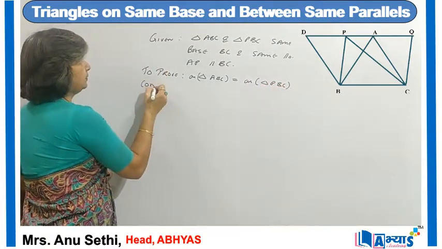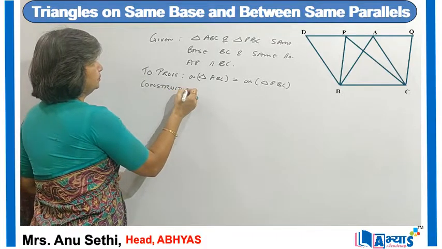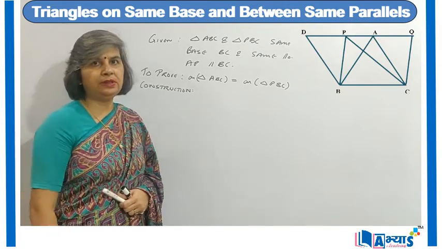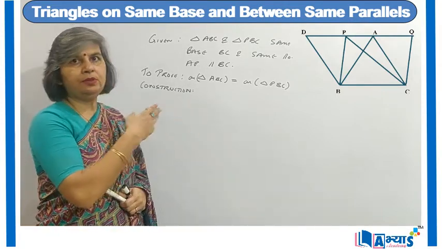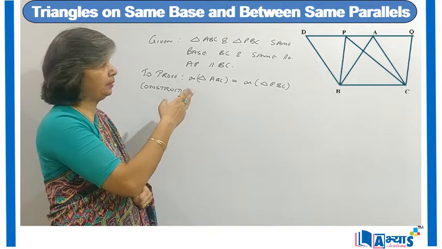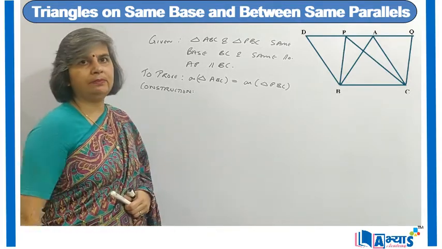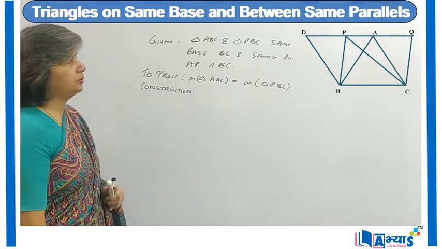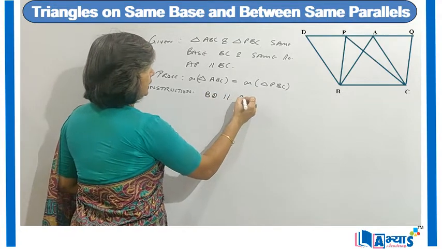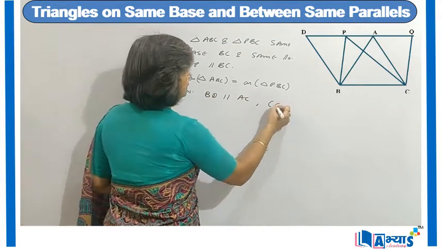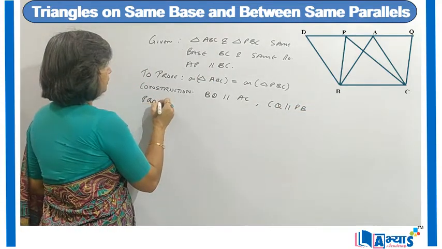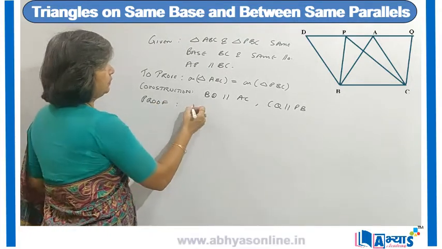So for this we will make some construction. As you can see in the figure, we have drawn BD parallel to AC, and we have extended AP to meet BD at point D. Similarly, we have drawn CQ parallel to PB, and we have extended PA to Q. So now we see that we have drawn BD parallel to AC and CQ parallel to PB.